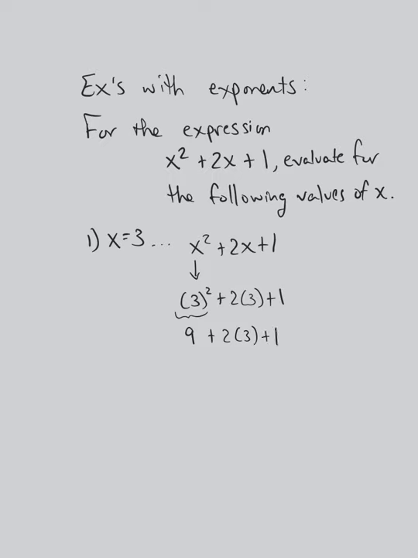Okay, now I have 2 additions, and you see that this is a multiply right here. And so I do the multiply first, so I have 9 plus 6 plus 1. All right, and then now I have these 2 adds, so I go left to right. 15 plus 1, that's equal to 16.